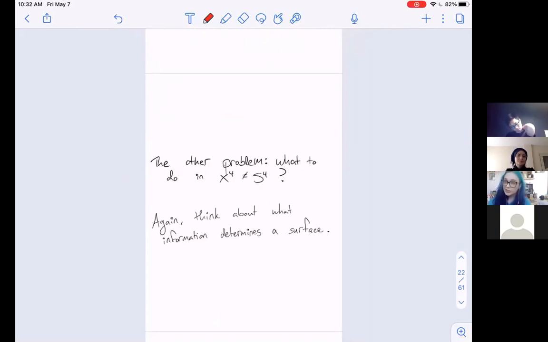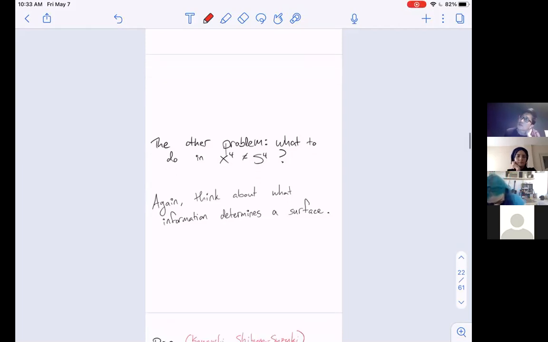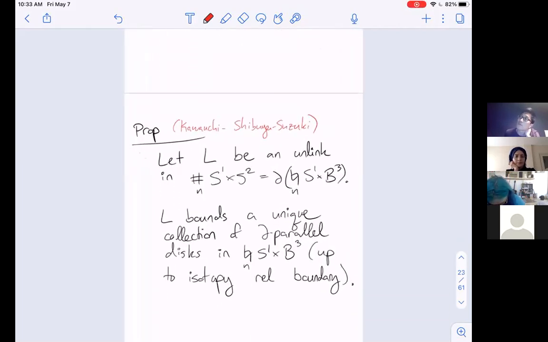So here's our first proposition. It's the same as our previous one, which gives at least one setting in which a surface is determined by something. It's like our claim before that an unlink bounds a unique collection of boundary parallel disks into B4, up to isotopy rel boundary. Now I'm telling you the same thing is true in a boundary sum of S1 cross B3s, also called a 4-dimensional 1-handlebody. If I just draw an unlink in the boundary, then there's a unique collection of boundary parallel disks. This is actually not harder to prove than the previous one, but that's not obvious.